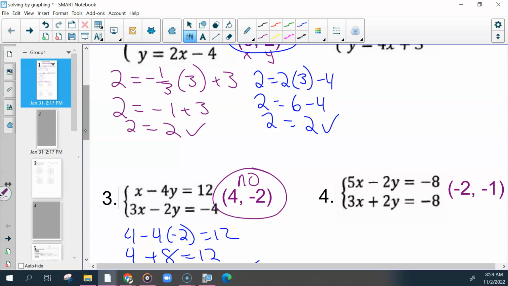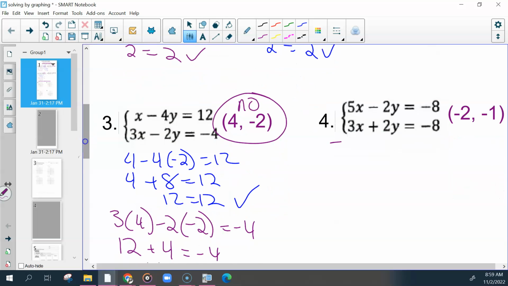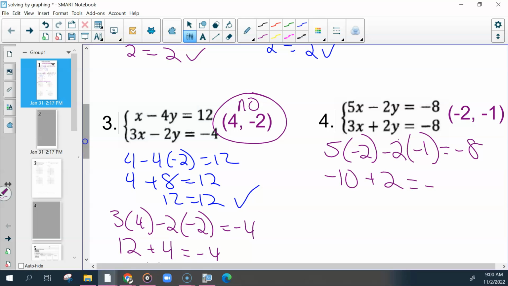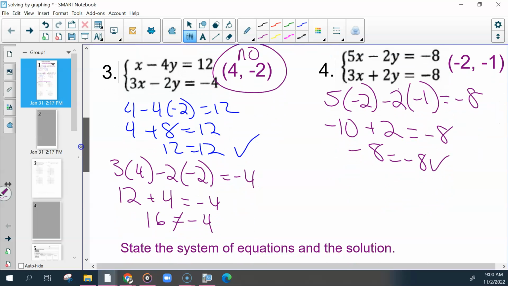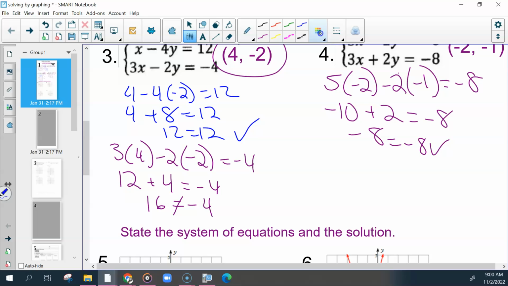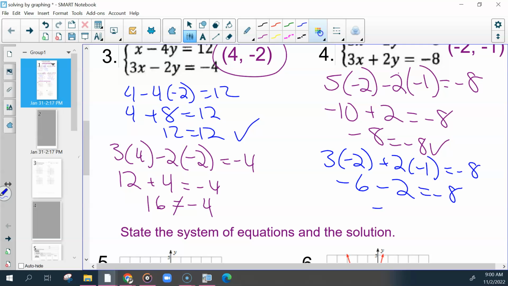For 4? For me it works. I was going to say it should have worked, so let's do that one. So this should be negative 10 plus 2, and that would give us negative 8. And then for the other one, negative 6 minus 2 should also give us this negative 8. So this one should have worked.